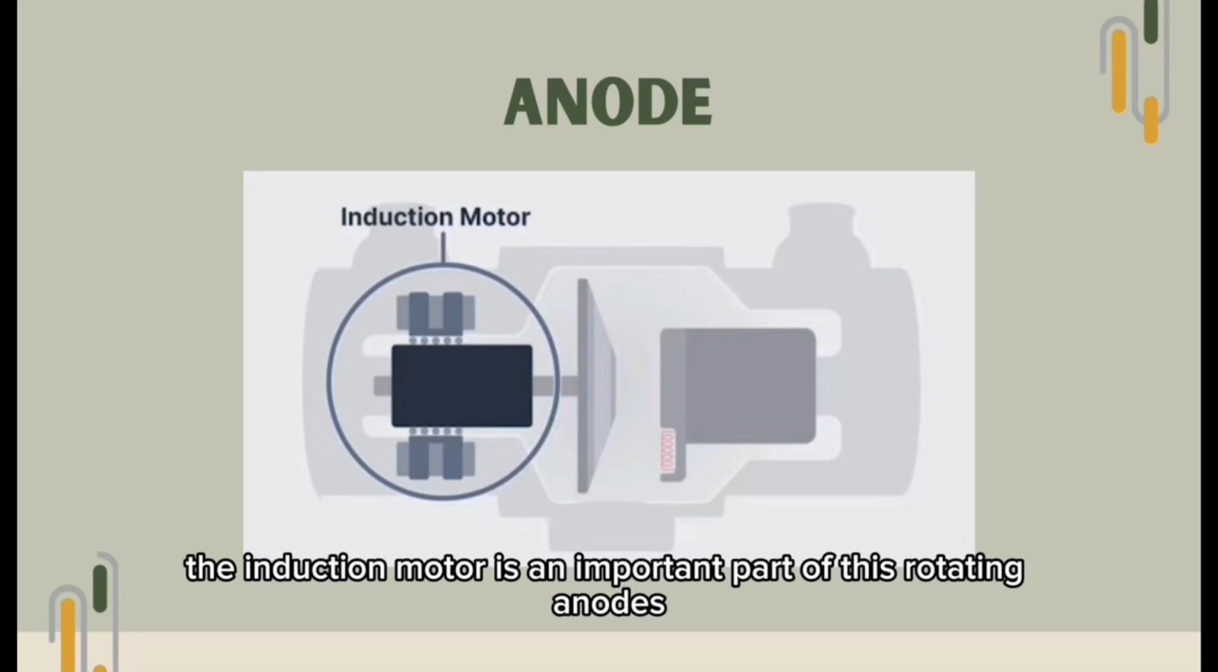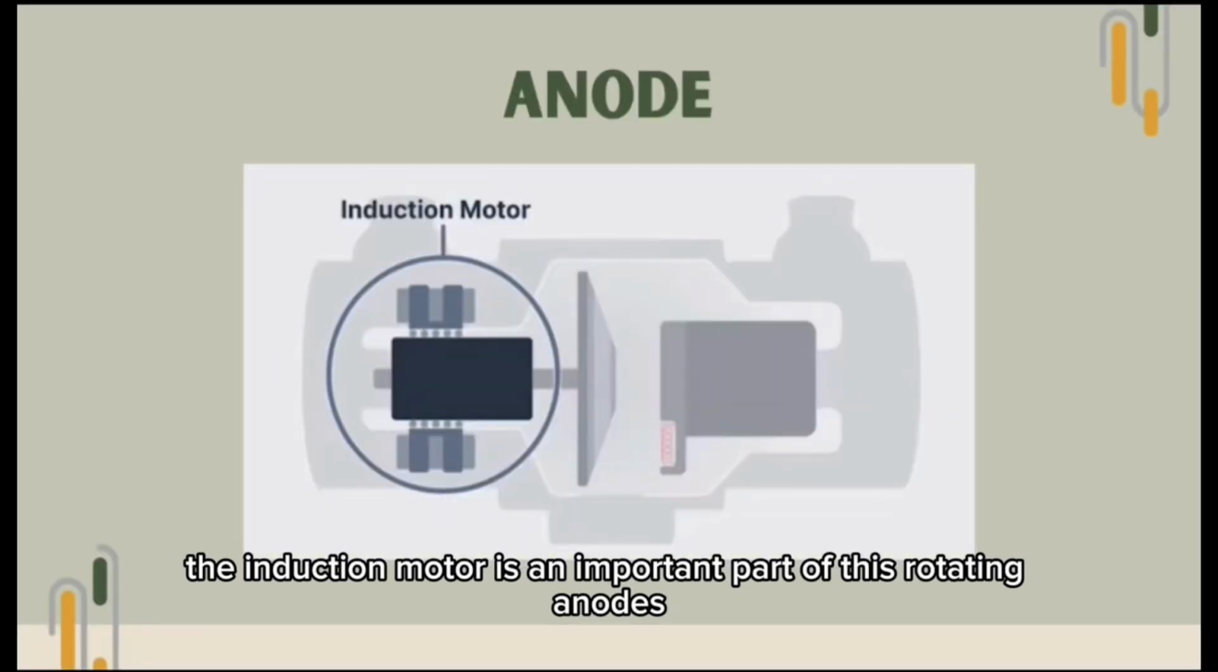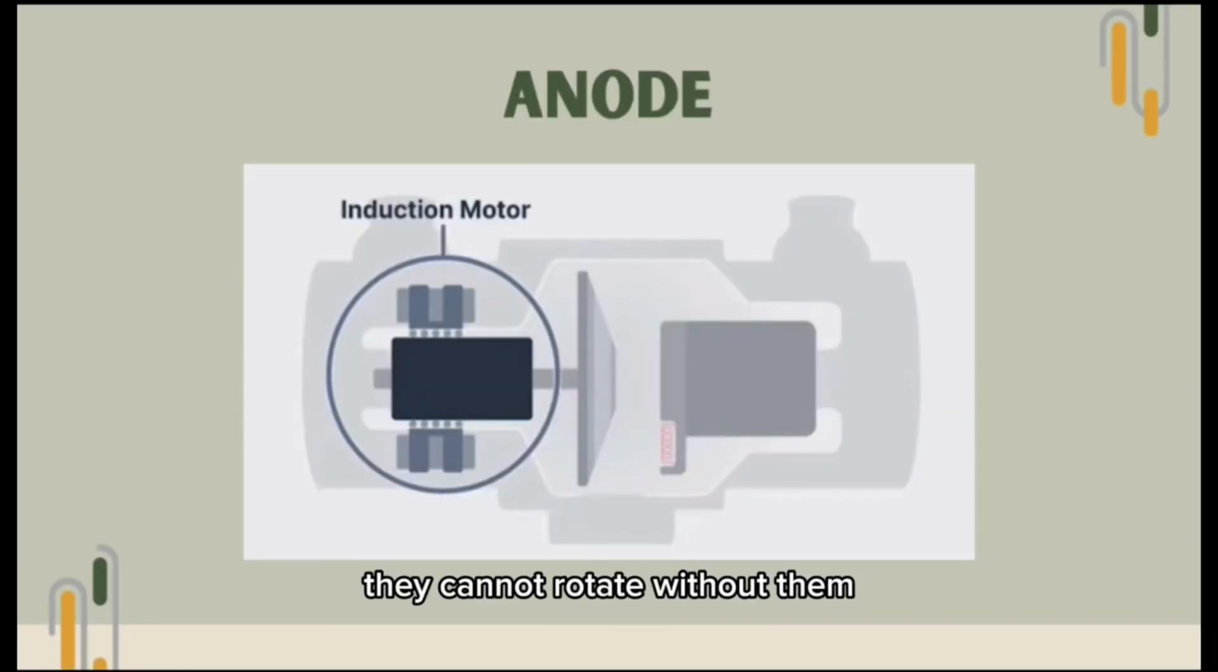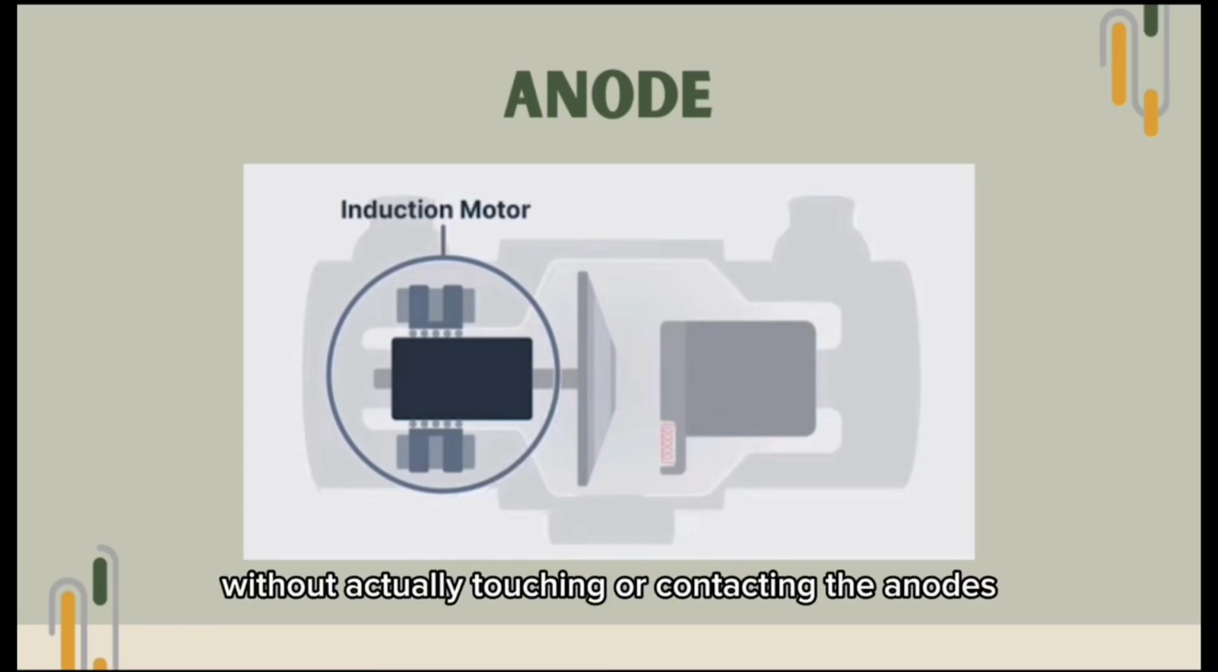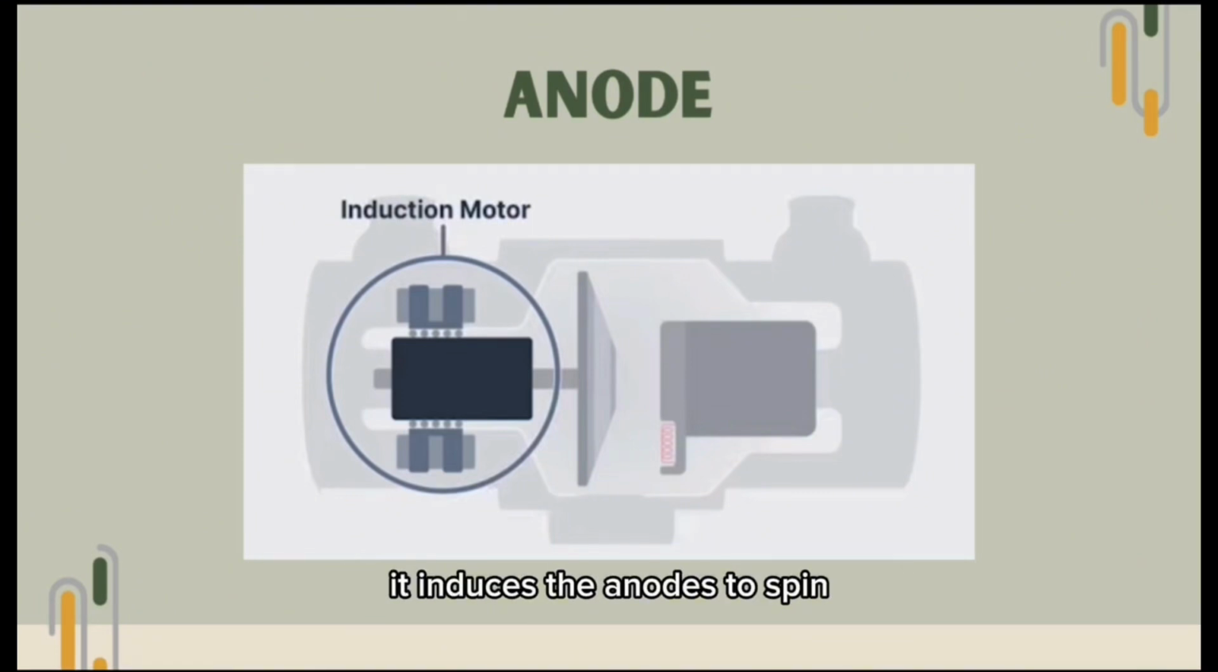So this is what we call the induction motor. The induction motor is an important part of these rotating anodes. They cannot rotate without them. The induction motor turns the anode without actually touching or contacting the anode. That's why it's called the induction motor. It induces the anode to spin.